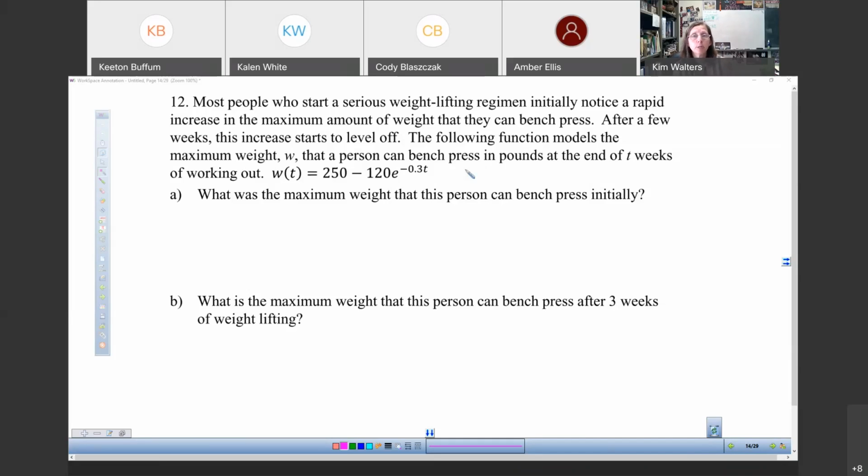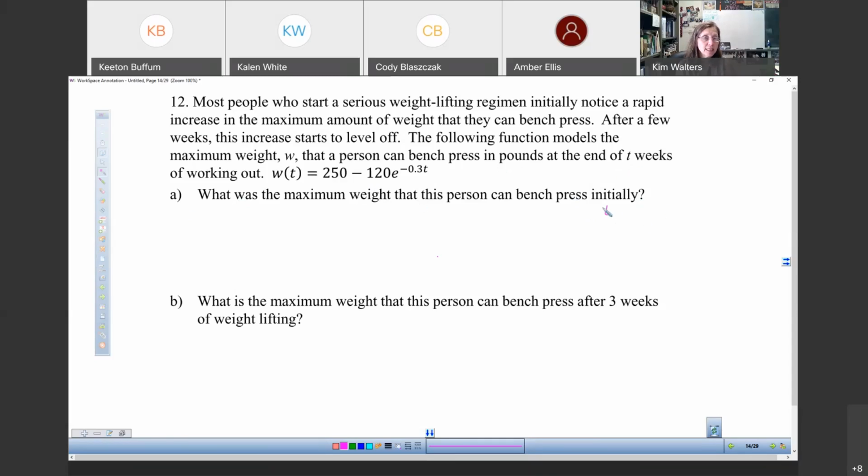Most people who start a serious weightlifting regime initially notice a rapid increase in the maximum amount of weight they can bench press. After a few weeks, this increase starts to level off. And so the following function is going to model for us the maximum weight W that a person can bench press in pounds at the end of T weeks of working out. So the first question says, what was the maximum weight that this person could bench press initially?